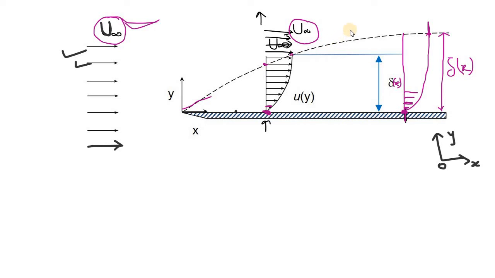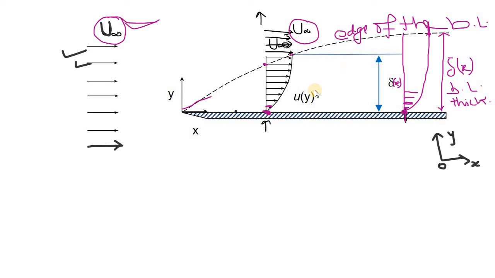So this imaginary line is known as the edge of the boundary layer. This thickness delta x is known as the boundary layer thickness. So what happens, this edge of the boundary layer divides the flow region into two parts.